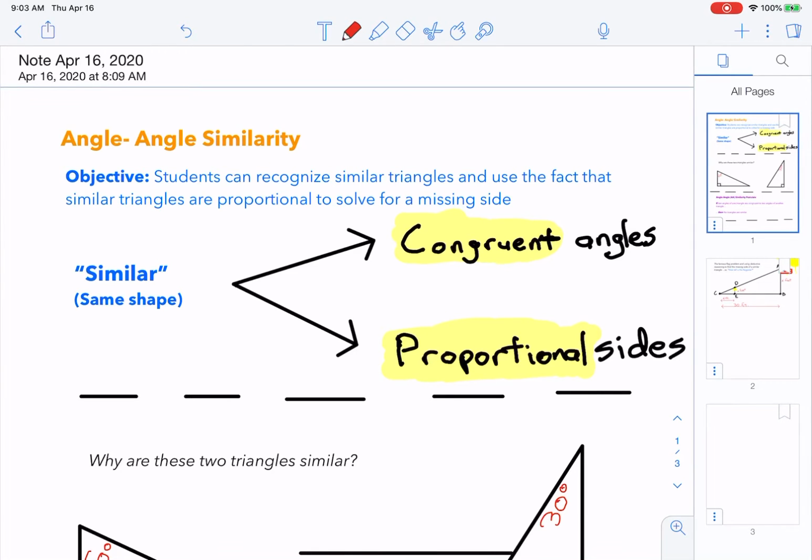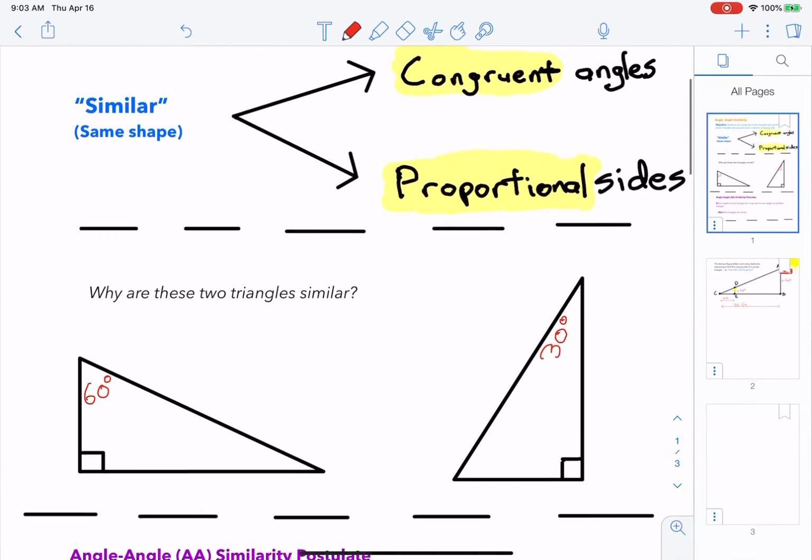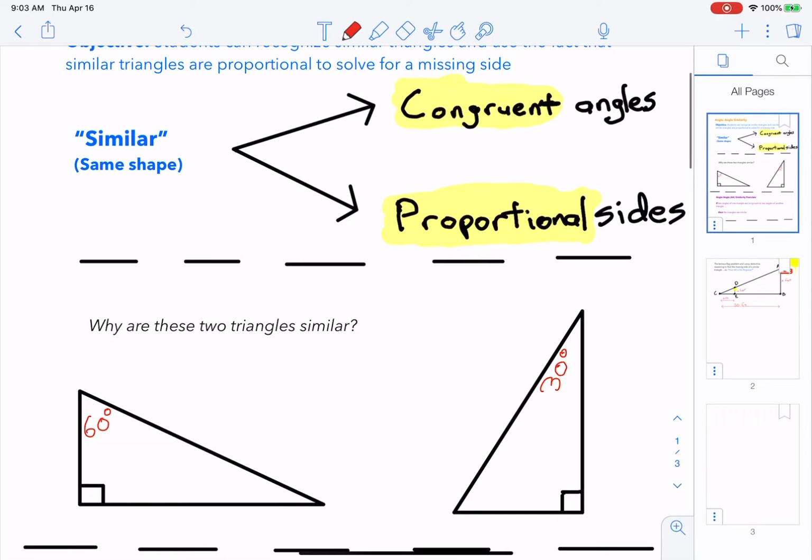All right, so here's the question. Why are these two triangles here similar? I'll let you think about that for a sec. I want you to look at them. Do they have congruent angles? Do they have proportional sides?